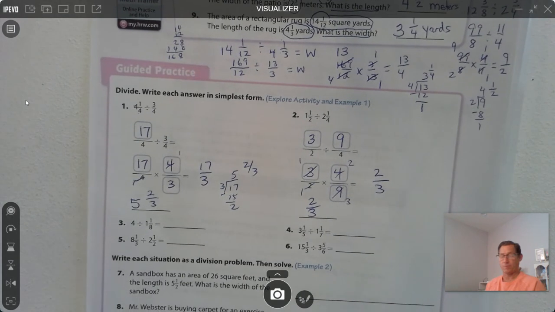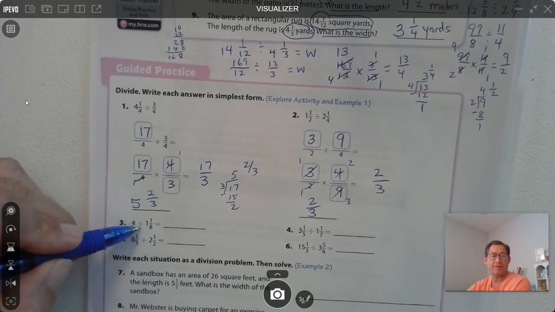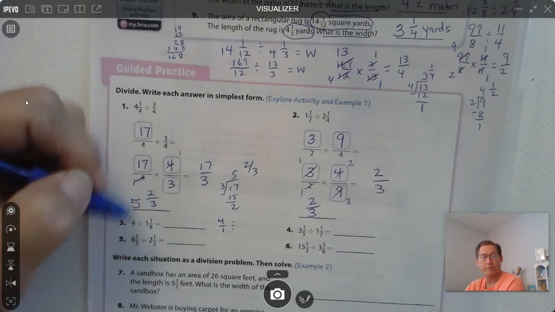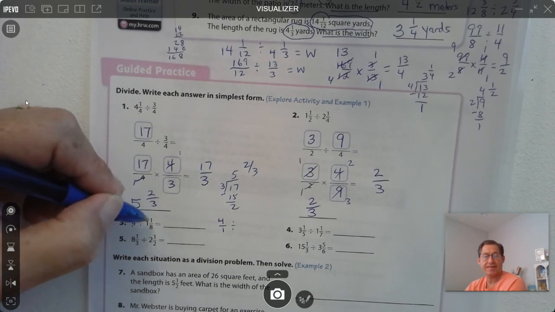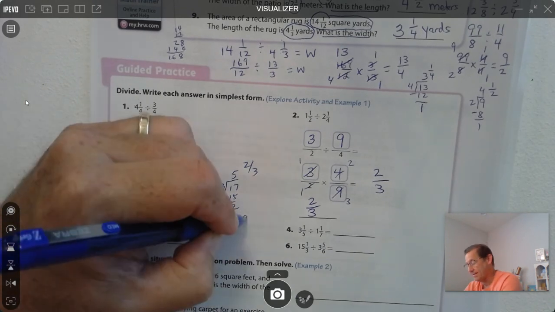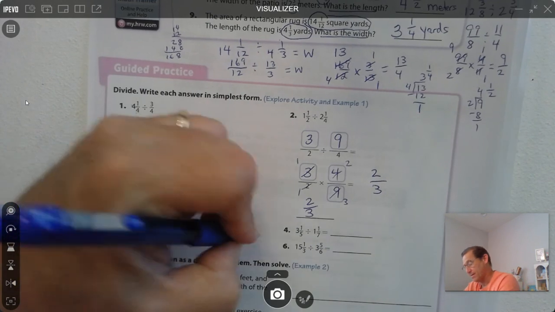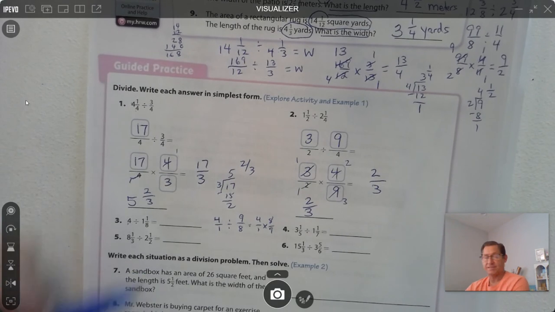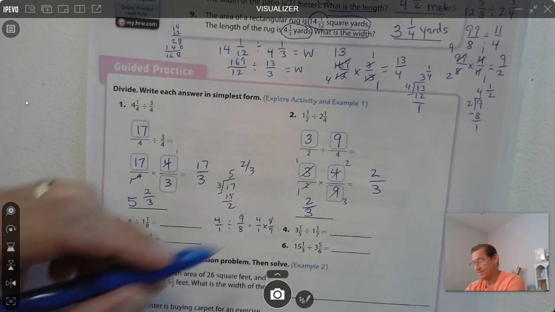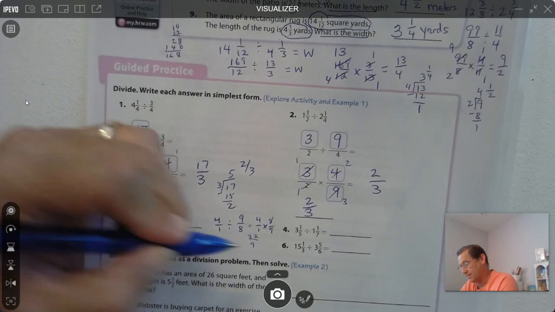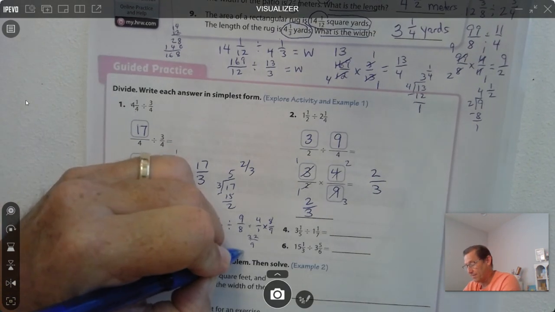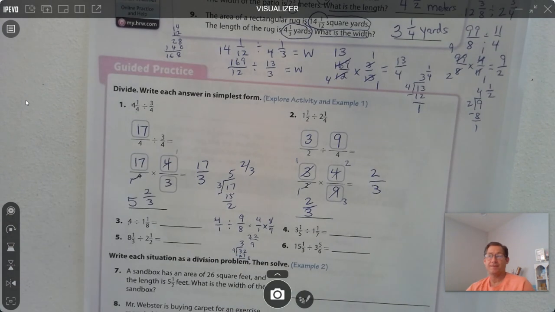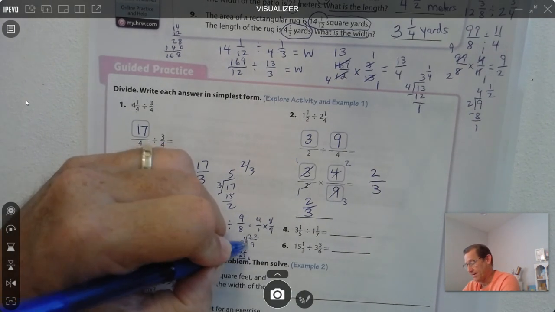All right, so let's look at number 3. We have 4 divided by 1 and 1/8. That's the same thing as saying 4 over 1 divided by 8 times 1 is 8, plus the extra 1/8, 9/8. So to solve that, we would multiply by the reciprocal of 9/8, which is 8/9. So we get 32/9. So we'd get 3 with a remainder of 5, so 3 and 5/9.